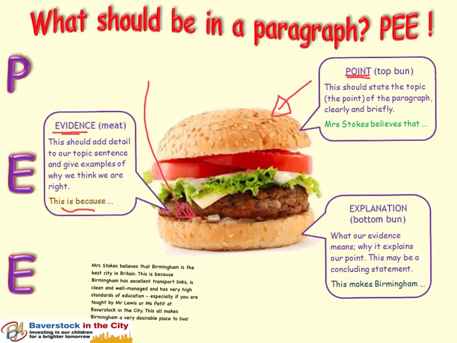The second E of PEE is the explanation, and that is the bottom bun. What our evidence means, why it explains our point, and it may be a concluding statement. So we've made our point, Mrs. Stokes believes that. We've given some evidence, this is because. Our concluding statement, or what our evidence means, our explanation, this makes Birmingham something. So let's have a look what we actually wrote here.